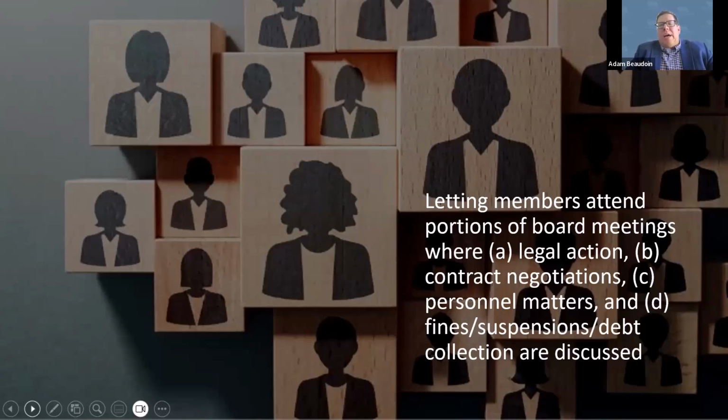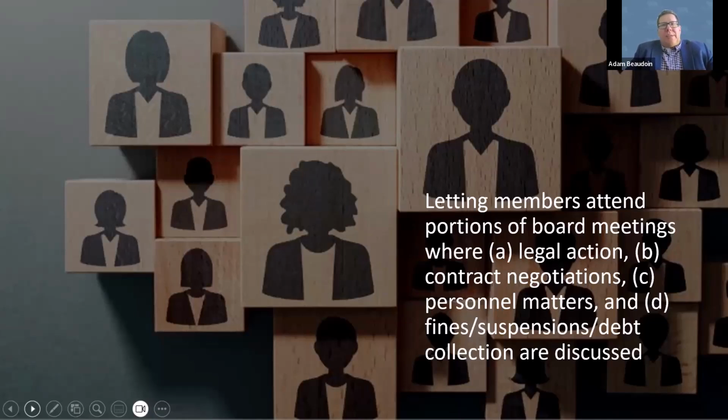But these are 4 times when the members should never be allowed to attend a portion of the board meeting. And I'm going to go through them. Anytime you're discussing legal action or meeting, which could mean meeting with the attorney, or it could just be deciding whether or not we're going to file a collection matter on a certain homeowner, or whether we're going to file a lawsuit against the developer. Members should never be in attendance for those types of votes.